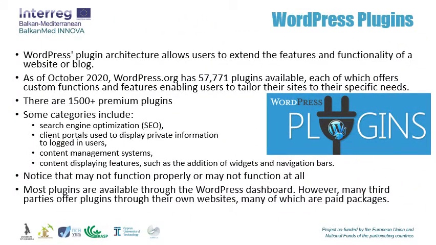WordPress plugin architecture allows users to extend the features and functionality of a website or blog. As of October 2020, WordPress.org has 57,771 plugins available, each of which offers custom functions and features enabling users to tailor their sites to their specific needs. However, this does not include the premium plugins that are available, more than 1,500, which may not be listed in the WordPress.org repository.